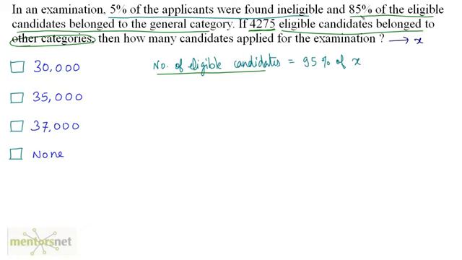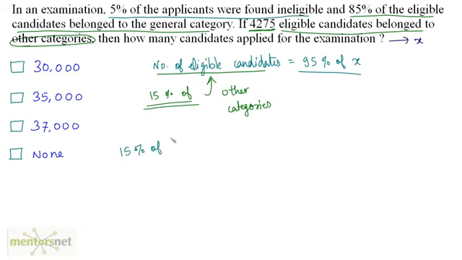100 minus 85 is 15. So 15% of the eligible candidates belong to other categories. So we have to calculate this 15% of 95% of X. So we have 15% of 95% of X is equal to, the number is given to us, 4,275. Let's calculate this and find out the value of X.